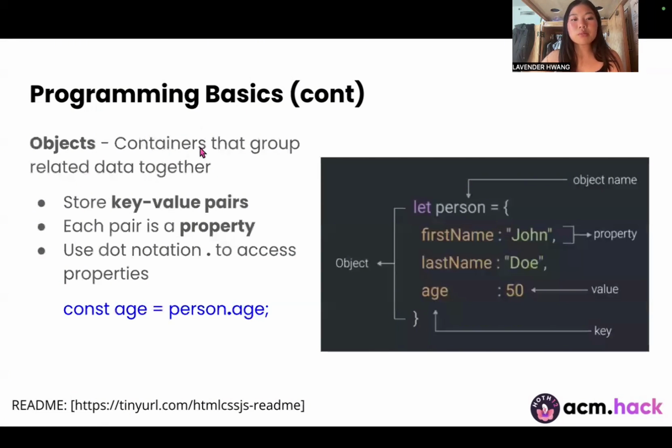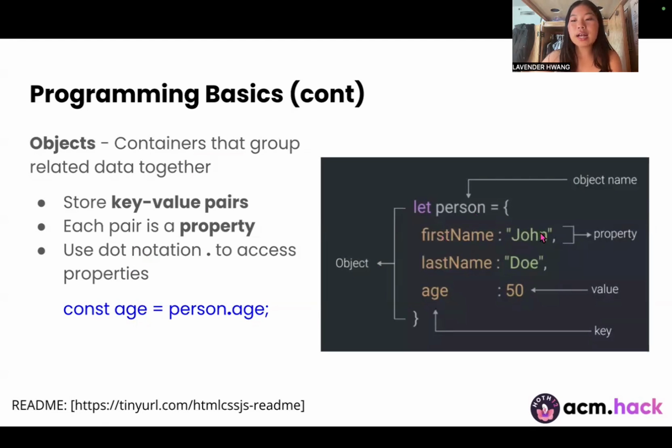And then you have objects. These are just containers that group related data together using key value pairs, and each pair would be considered a property. So for example, I have this person object, right? And in here, I want to store their name and their age. So I would create these different key value pairs to create properties. And now it's all consolidated information about this one person.